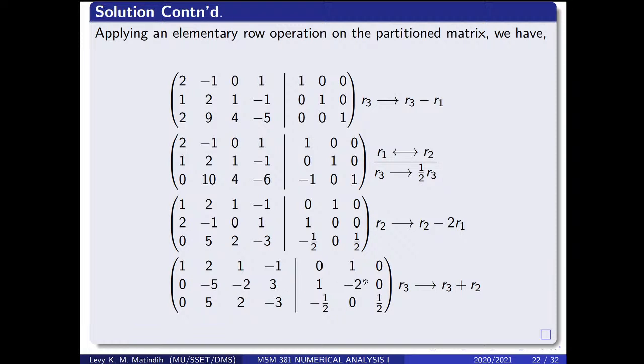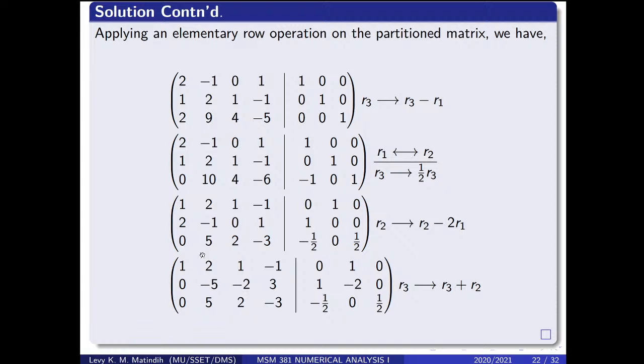On the right hand side, we are going to have 1 minus 2 times 0 to give us a 0, 1 minus 2 times 1 to give us a negative 2, 0 minus 2 times 0 to give us a 0. So we have this matrix here.